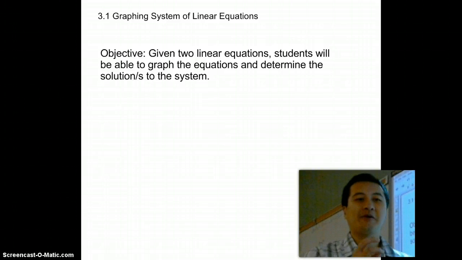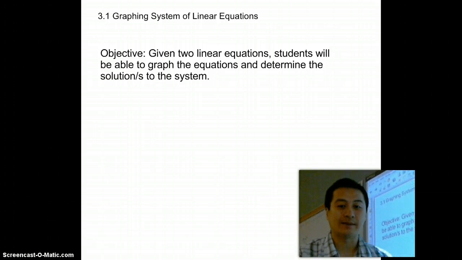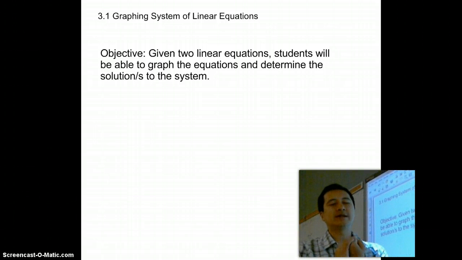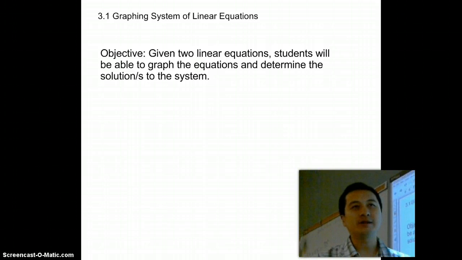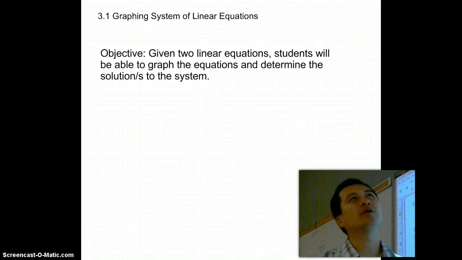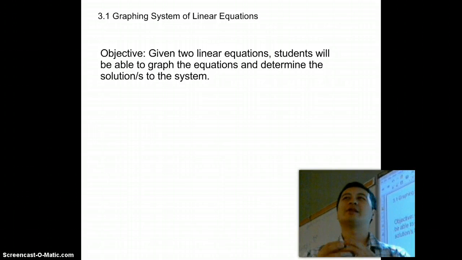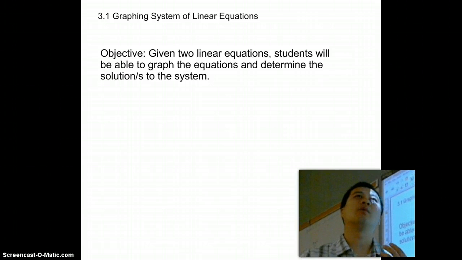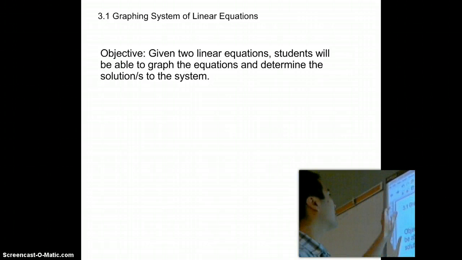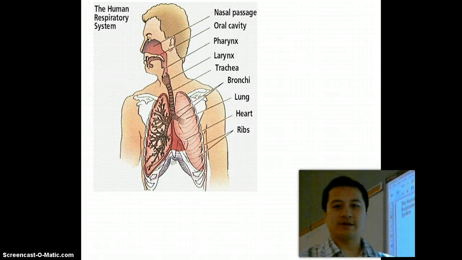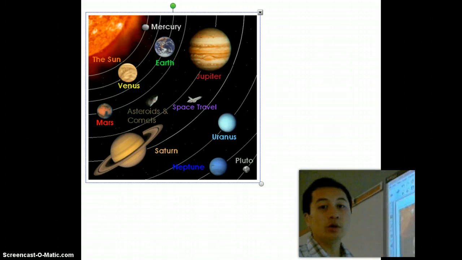Alright, before we get started, we need to talk about the word systems. Where have you heard the word systems before? Think about it. Pause it if you have to, but just think about it. I'll wait. Okay, got it? I heard it in respiratory system, solar system, stereo systems, and other places too.